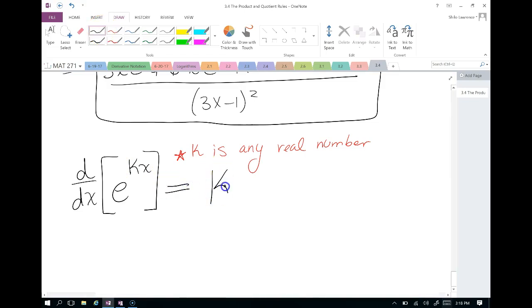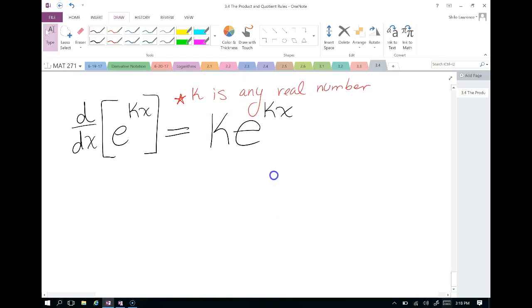the derivative is going to be k times e to the kx. So that coefficient in your exponent, you're going to bring out front as a coefficient of your function. But the e function never ever changes. Anytime you do the derivative of an e, it always stays itself. So we still have e to the kx in there, but we've just thrown an additional k in the front.